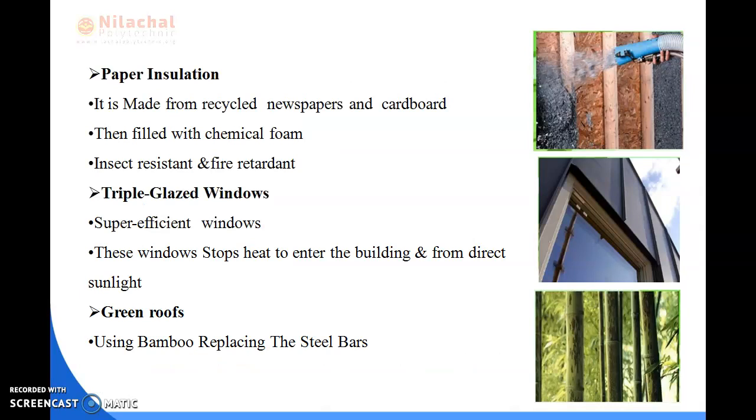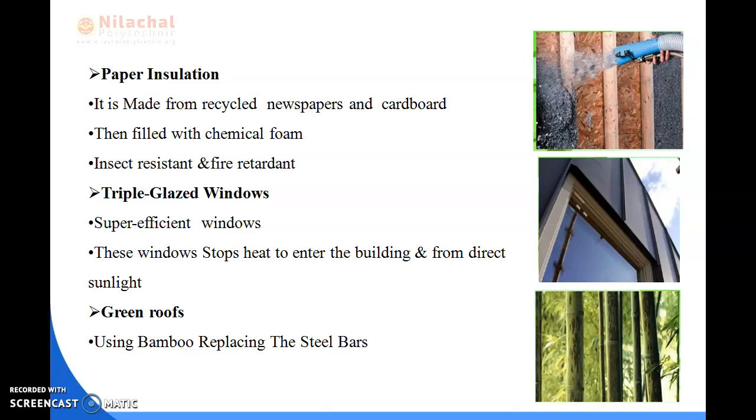Next is paper insulation. It is made from recycled newspaper and cardboard, then filled with chemical foam, insect resistant and fire retardant. So paper insulation is also used in green buildings. How is it made? It is made from recycled newspaper and cardboard, and then filled with chemical foam, insect resistant and fire retardant.